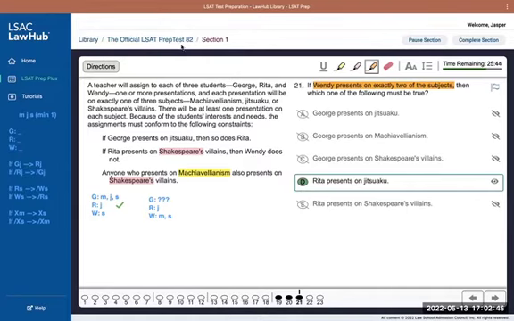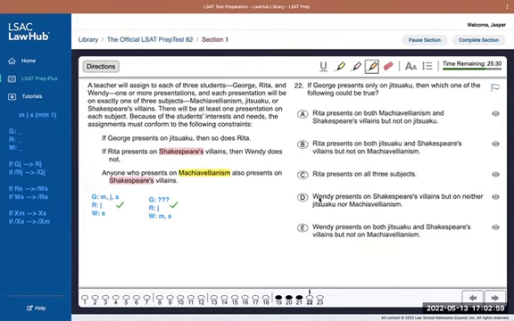We do have an acceptable scenario here, and a range of acceptable scenarios, because we know G has lots of options. Okay, moving on. Question 22, if George presents only on J. All right, so George presents on J, and R has to present on J as well. There's nothing really that would force George to present on anything else.